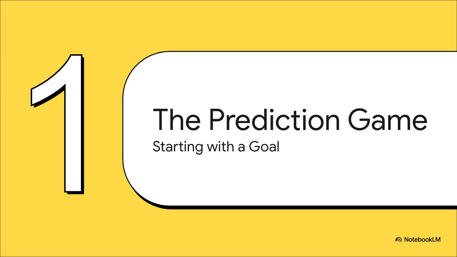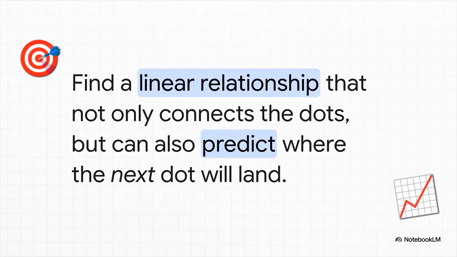Okay, so we've got our data. But before we just dive in and start crunching numbers, we need to be really, really clear on what we're trying to do. What does winning this prediction game even look like? See, the goal here is way more than just a game of connect the dots. Anyone can do that. The real challenge, the magic of it really, is finding that one smooth curve that not only hits the points we have, but can also tell us, with confidence, where the next dot is going to land. We want it to predict the future.